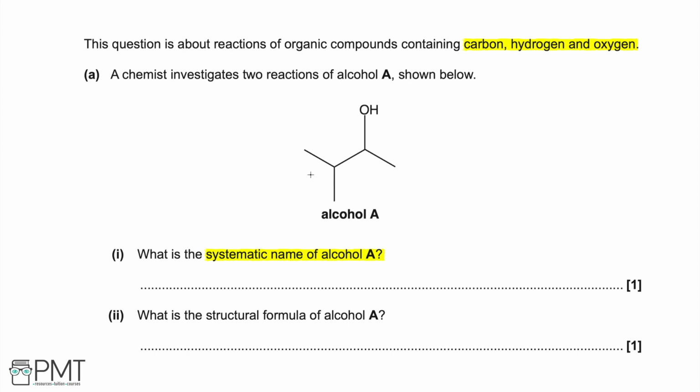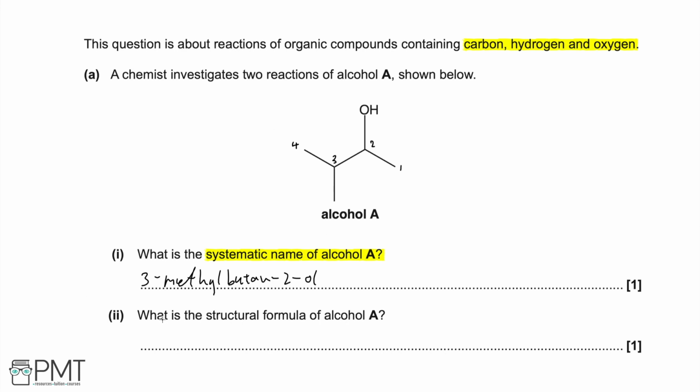So first of all, we already have the compound drawn, so we don't need to draw it for ourselves. But the first thing we should do is to number our chain, find our longest chain. So if we start here, we're going to number 1, 2, 3, 4. So our longest chain is 4 carbons long, which means that this is going to be butan-2-ol. We also have this methyl group here on carbon 3. So the systematic name of this alcohol is going to be 3-methylbutan-2-ol.